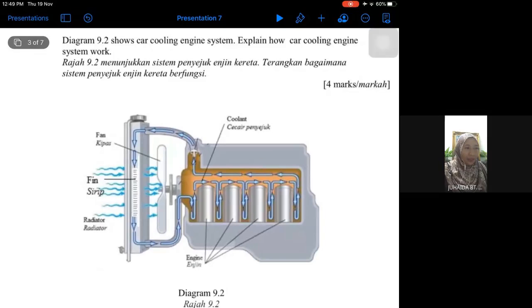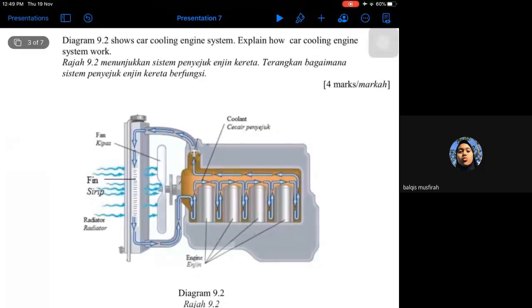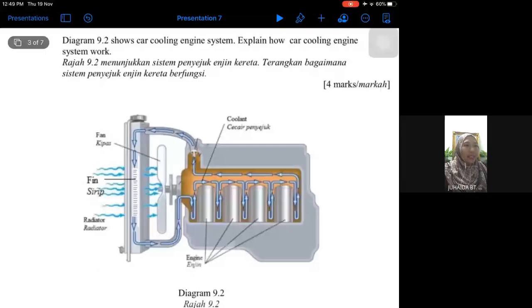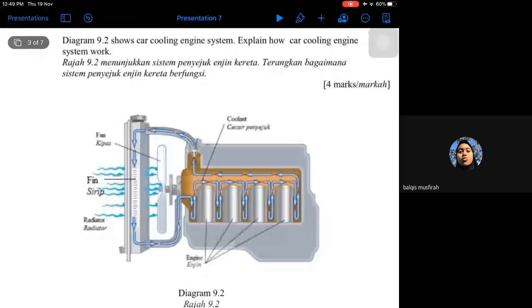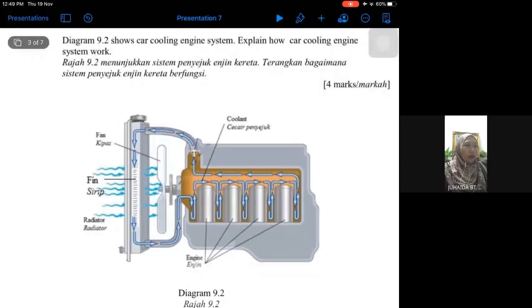Kenapa kita pilih water? Kenapa kita tak pilih minyak? Kenapa kita tak pilih other than water, oil and etc.? Why water? Because water has high specific heat capacity. Yes, high specific heat capacity. So apa maksudnya? Absorb heat. Water tu akan absorb heat engine tu. Okay, so water will absorb heat from the engine.